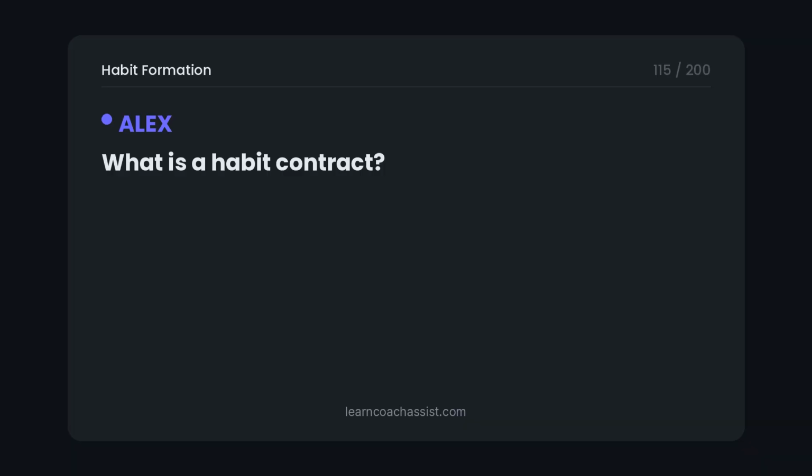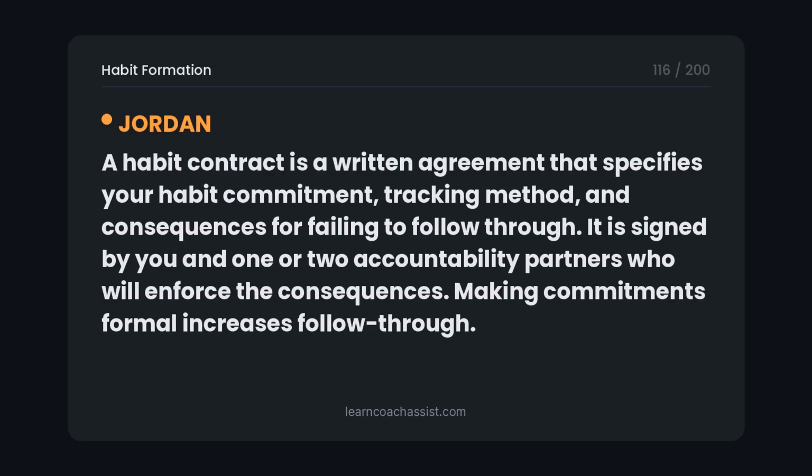What is a habit contract? A habit contract is a written agreement that specifies your habit commitment, tracking method, and consequences for failing to follow through. It is signed by you and one or two accountability partners who will enforce the consequences. Making commitments formal increases follow-through.